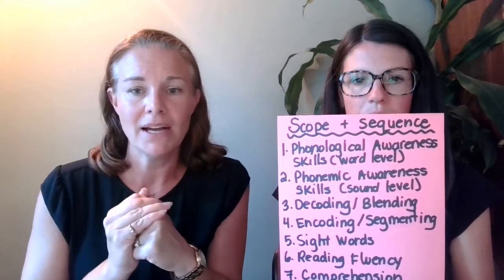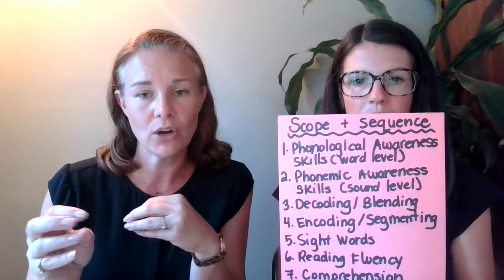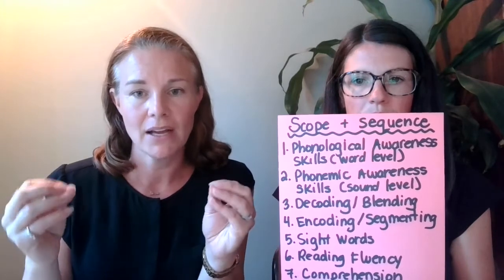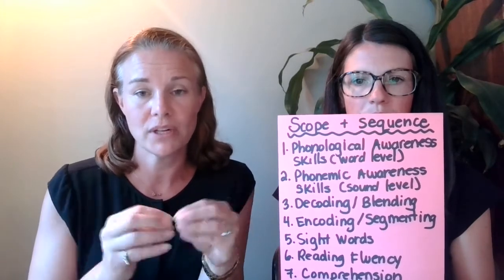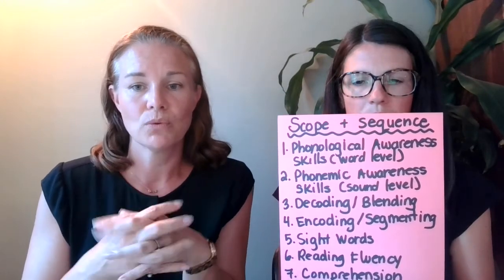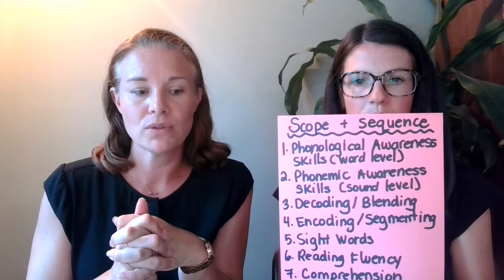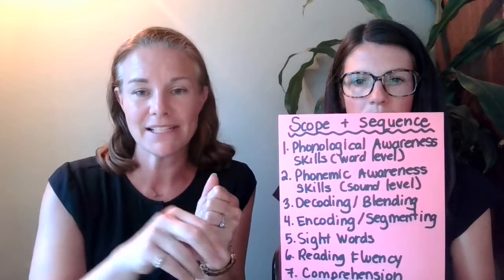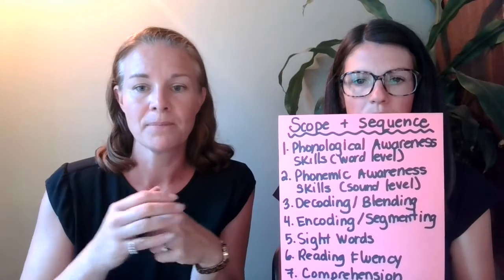auditory. Next is encoding. Decoding is the process of sounding the letters off the page, and encoding is segmenting a word into its individual units of sound. So that is also known as spelling. When we encode, we are using our knowledge of the sounds of letters, and we are then putting them into print. So from sound to print.